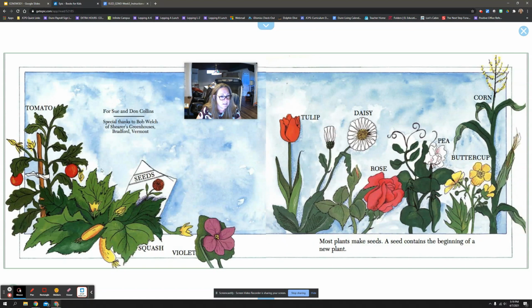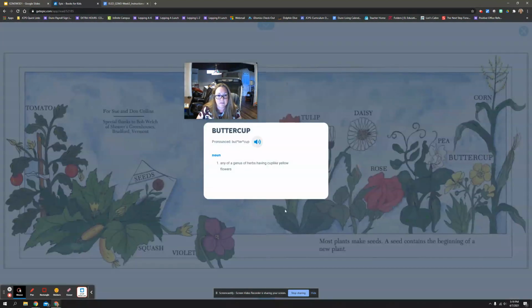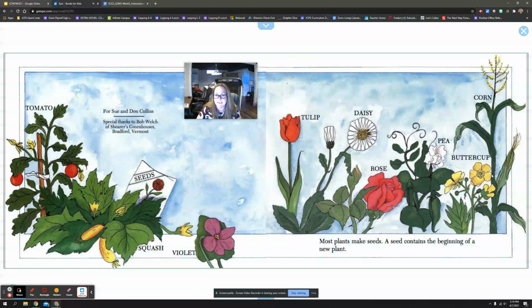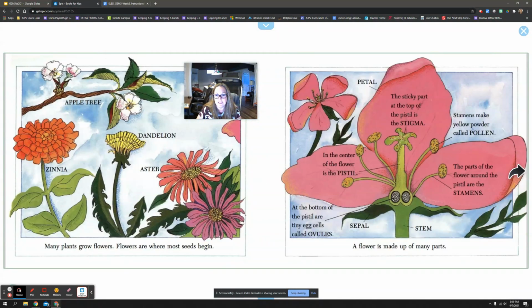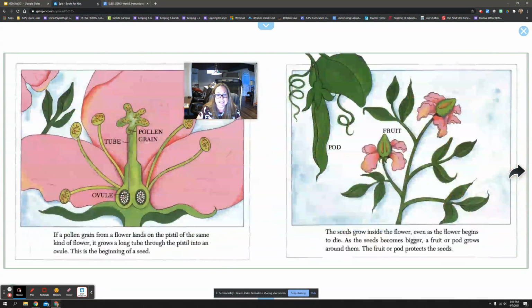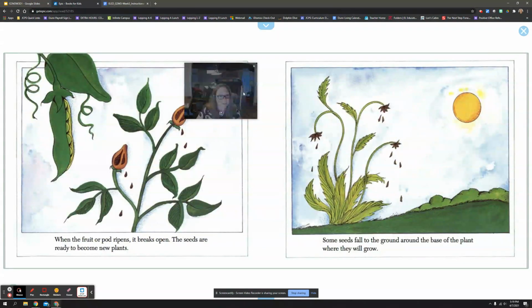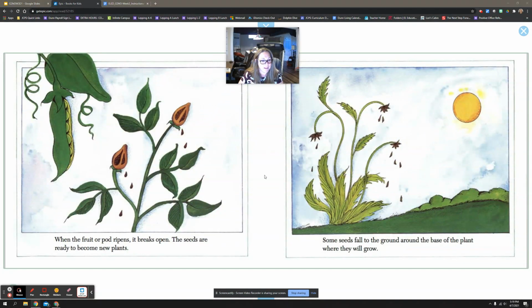Okay, so first I want to show you page 12 in this book. Okay, so this is, let's see, page 1. 2, 3, 4, 5, 6, 7, 8, 9, 10, 11, and 12. Here we are on page 12.